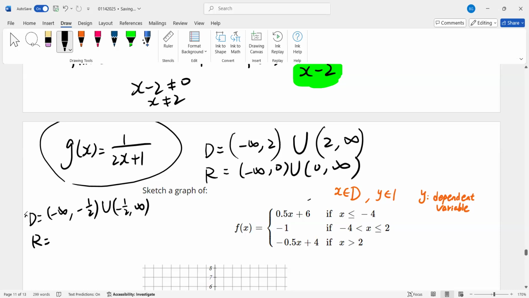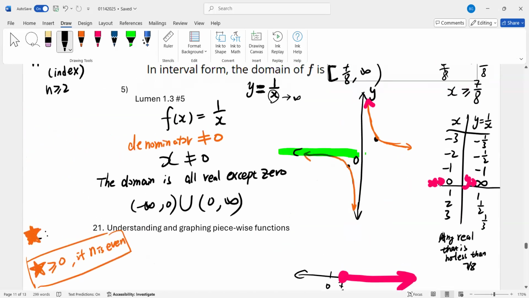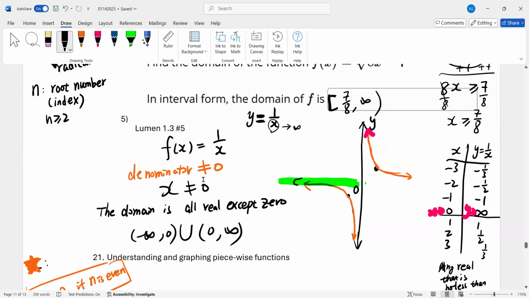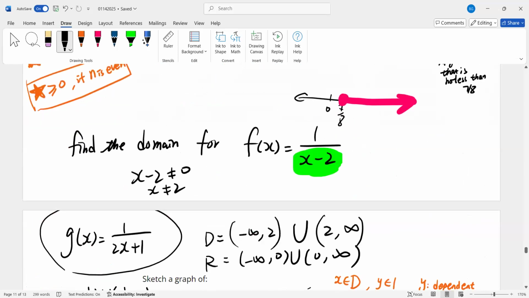Is that then the same thing? Yeah, negative infinity to 0, union 0 to positive infinity. Perfect. All real except 0, right? Yeah, they are different. The domain and range are different. For this problem, the reason the domain and range are the same is because this function is symmetric. All right, guys, we finished the domain and range.